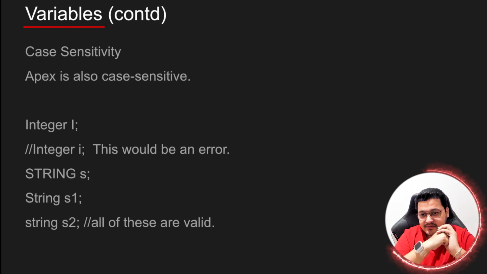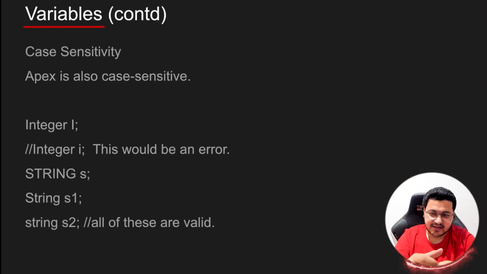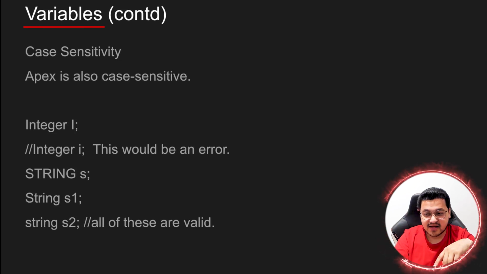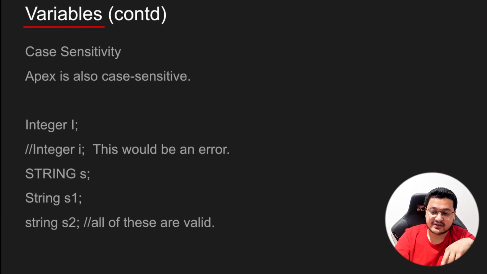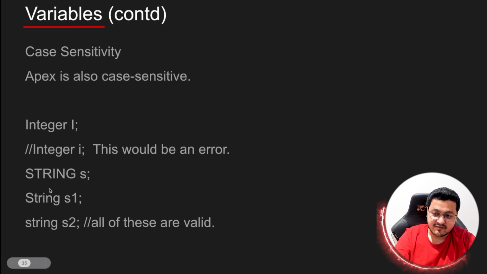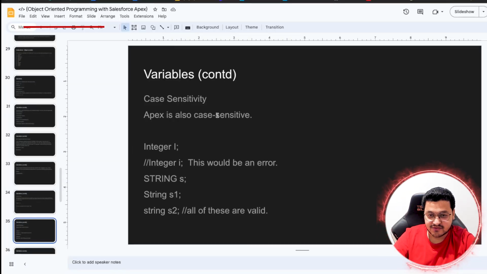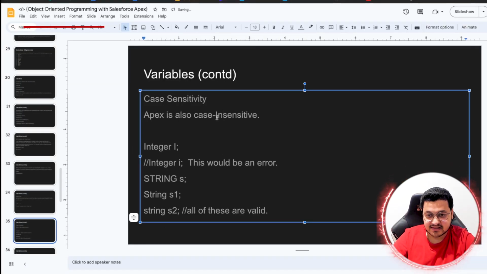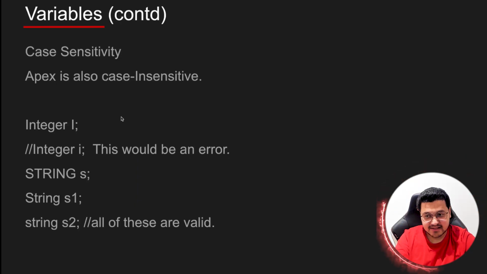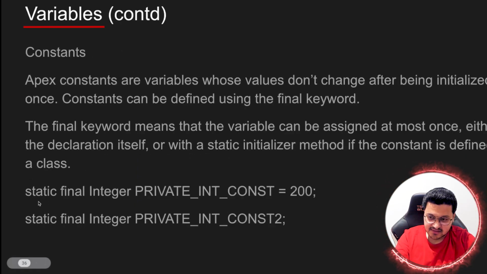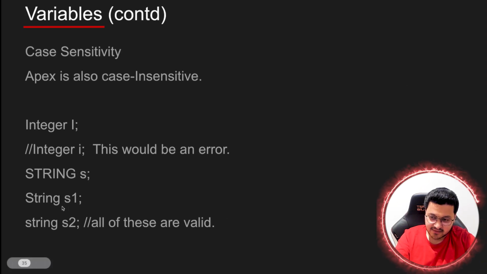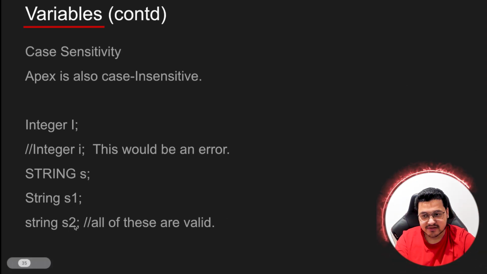So if you write something wrong on the slide, Apex is case insensitive. So if you write string S, or you would write string S1 or string S2, like here, everything is same. I'll just change it. Apex is case insensitive. So basically, if you write string S or string S1 or string S2, all of these are valid. This is not a problem.